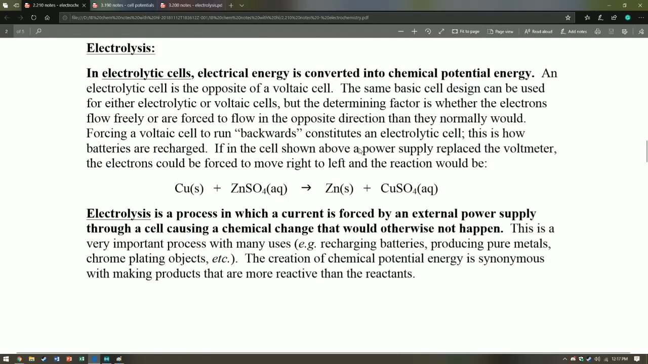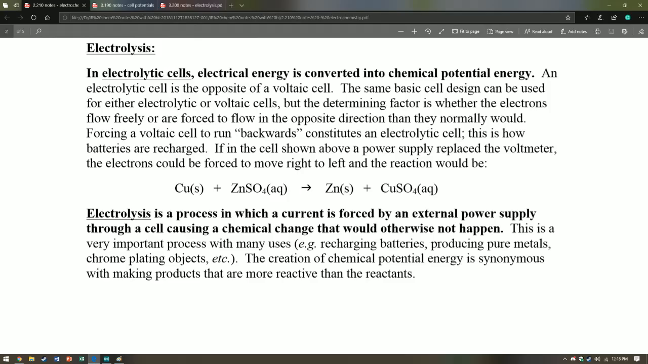An electrolytic cell is the opposite of a voltaic cell in that electrical energy is converted into chemical potential energy. So you use it to reverse reactions. The same basic cell design can be used for both electrolytic and voltaic cells, but basically you have to force a voltaic cell to run backwards. And you do this by the use of a power supply.